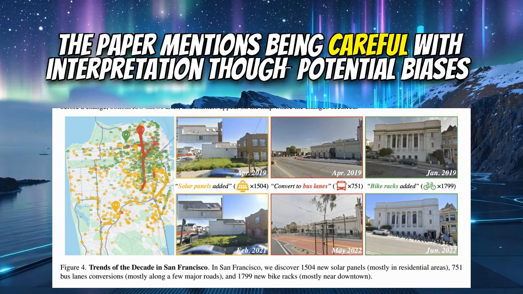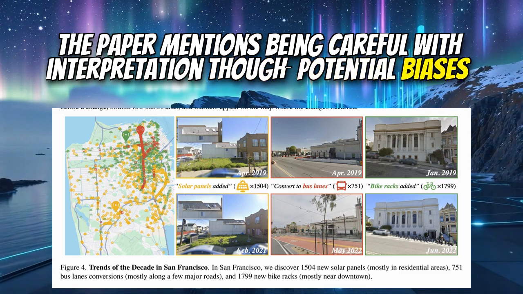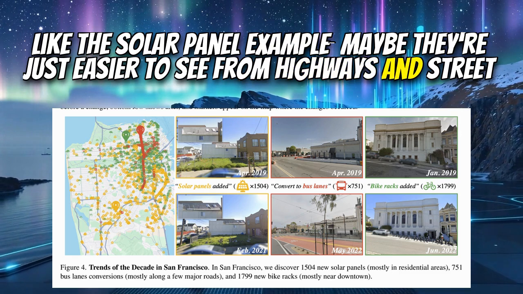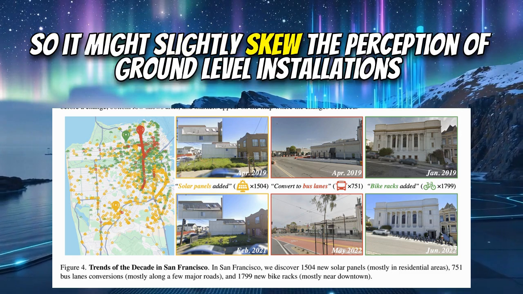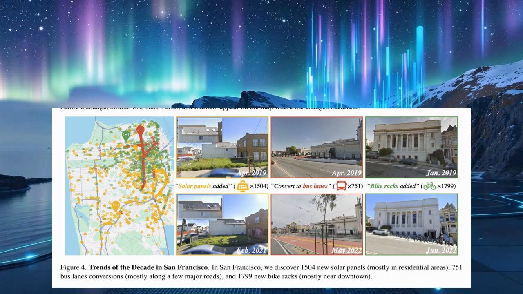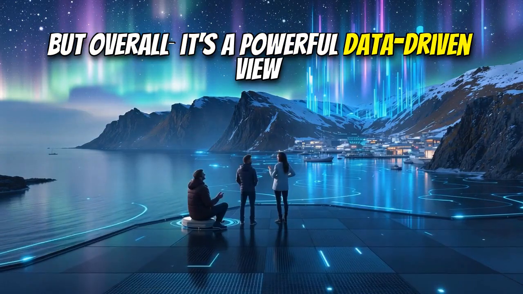The paper mentions being careful with interpretation, though. Potential biases. Yeah, a fair point. Like the solar panel example, maybe they're just easier to see from highways and street view, so it might slightly skew the perception of ground level installations. You still need to consider the data source. But overall, it's a powerful data-driven view.